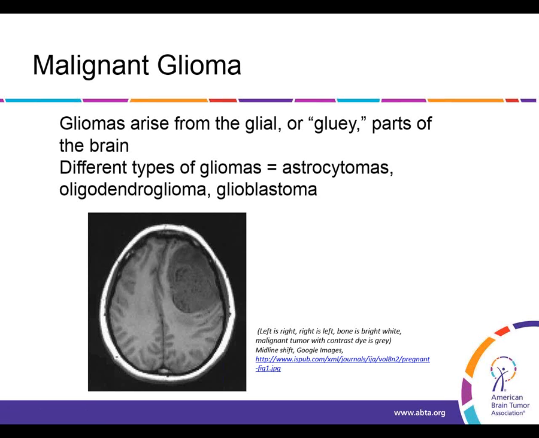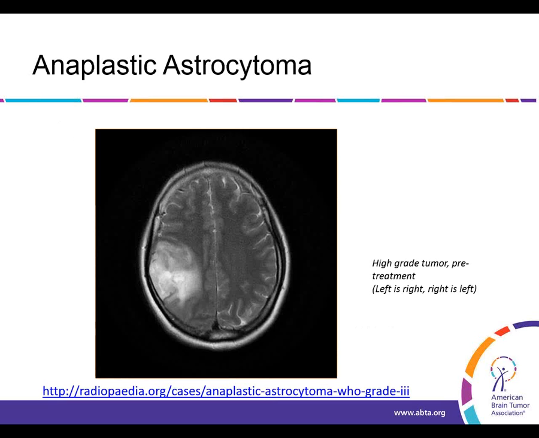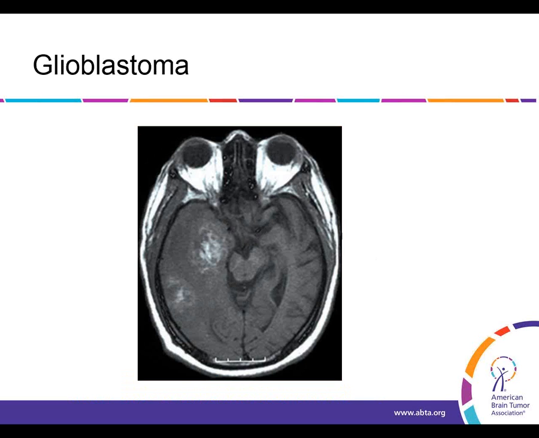The malignant gliomas arise from the glial cells, or the gluey supportive cells. There are different types of gliomas, as we've discussed: astrocytoma, oligodendroglioma, glioblastoma. This is a picture of an anaplastic astrocytoma before treatment. This is a picture of a glioblastoma before treatment.